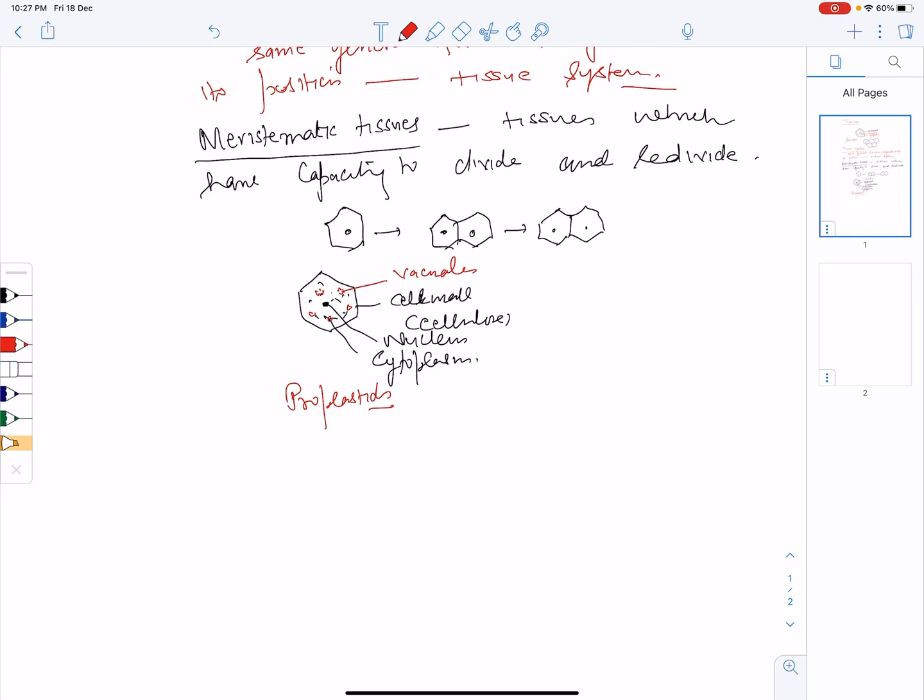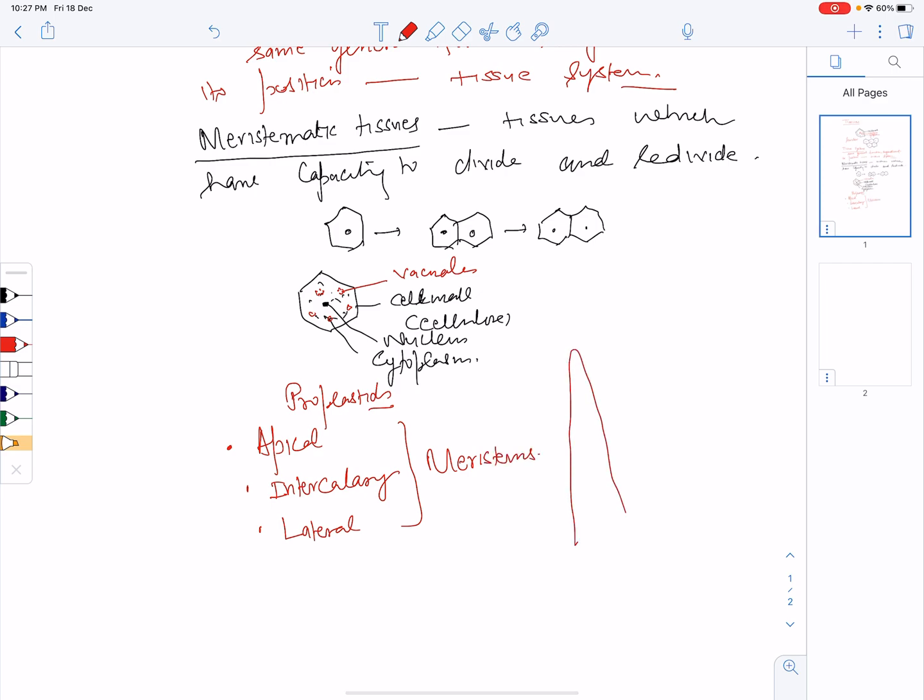Depending upon the position of the meristematic tissues, they can be categorized into three categories: apical, intercalary, and lateral meristems. If they are present at the tip of the shoot, this is called shoot apical meristem. Present at the tip of the root, this will be called root apical meristem.